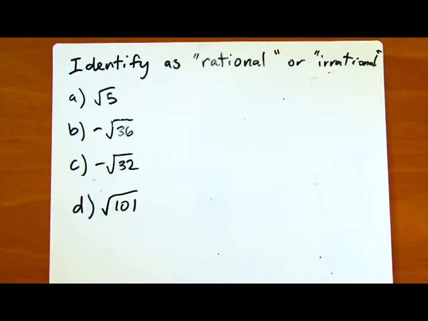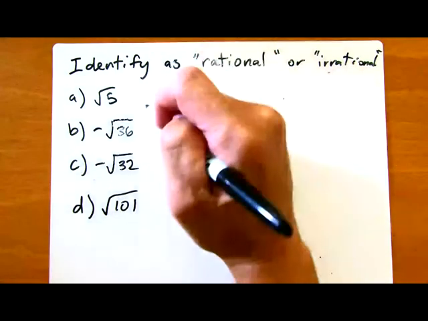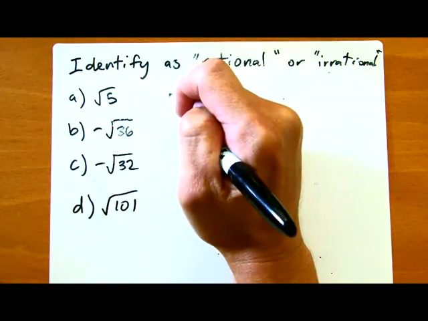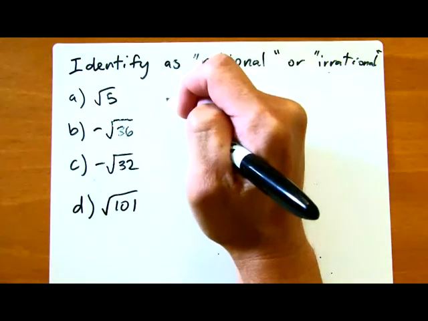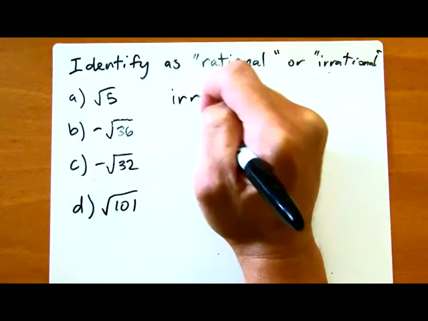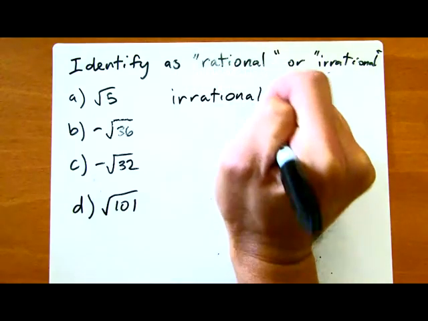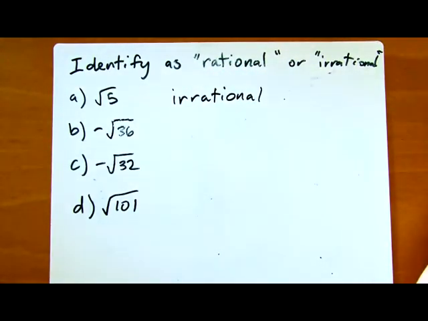Okay. Figure out which ones are rational and which ones irrational. Rational, the definition is you can write it as a fraction, or rephrase, a ratio of two integers, whole numbers, well, integers. The square root of 5 doesn't come out nice if you square root. This one is irrational. Yeah, you can't write it as a ratio of two integers.